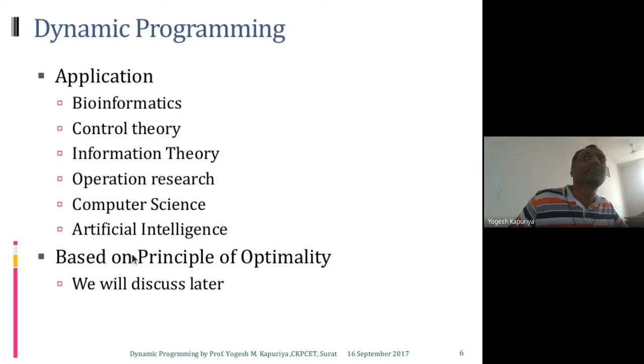It is based on the principle of optimality. This is the fundamental basic theory behind the dynamic programming approach. Similar to what we have in greedy, where we have the greedy choice property, any problem which has the greedy choice property can be solved using greedy. Similarly here, any problem which has this property, the principle of optimality, can be solved using the dynamic programming technique. We will discuss this principle later.